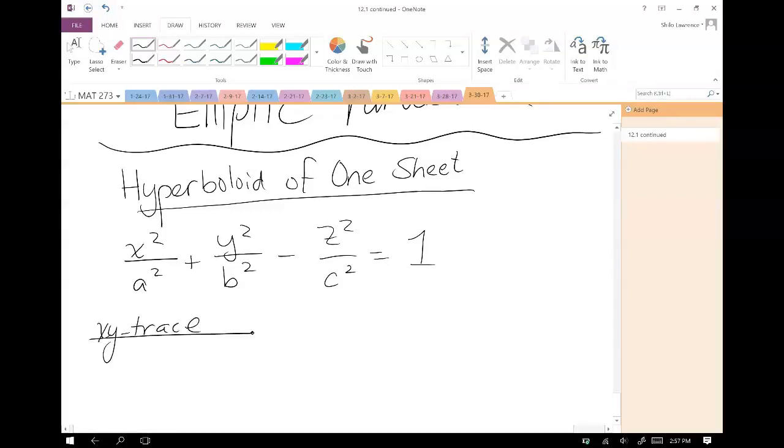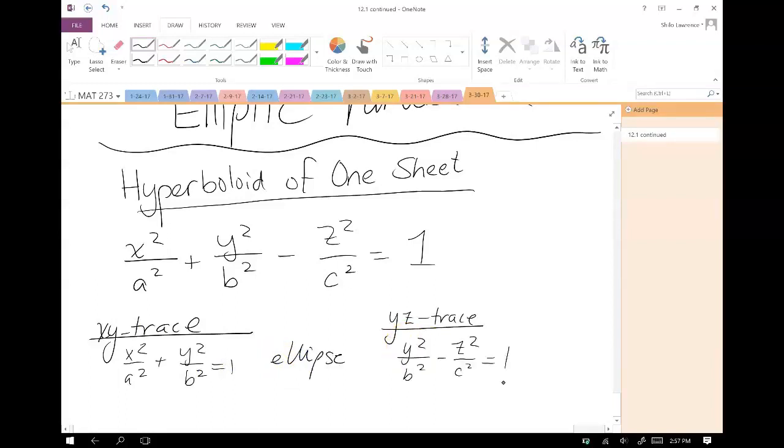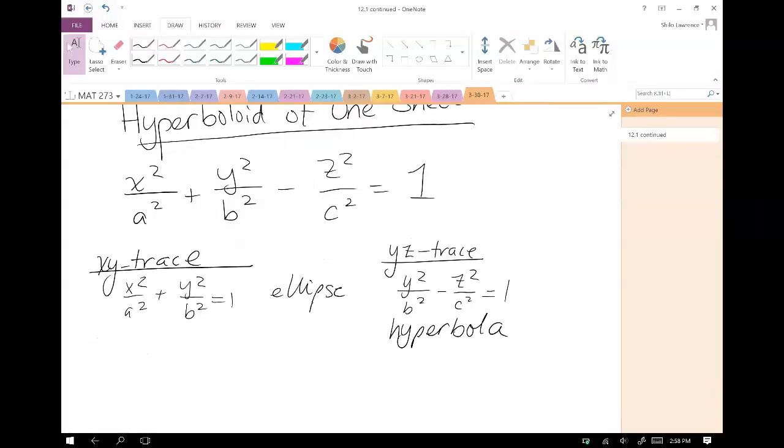XY trace, let z equal 0. We've got an ellipse. YZ trace, you're going to let x equal 0. It's a hyperbola. It's the format for an ellipse, but the addition got changed to subtraction. It's a hyperbola. And one thing that we have to add to our description is what direction it opens. That's also extremely important. Hyperbolas open in the direction of the positive variable. The one that is positive in front is the direction that these hyperbolas open in. Okay? So these hyperbolas are going to open in the positive and negative y direction.